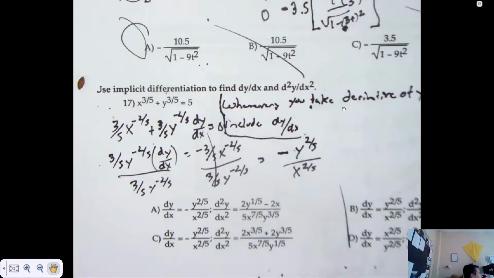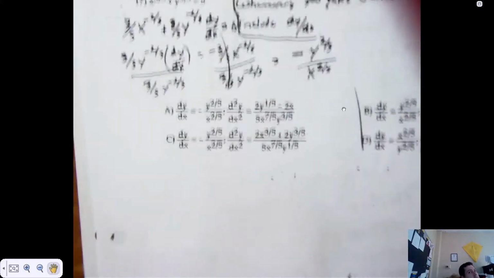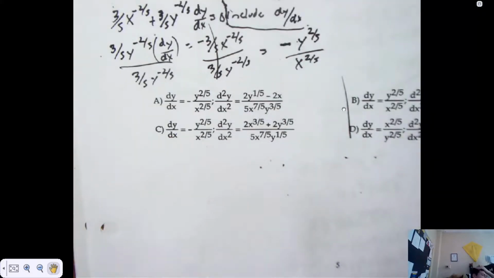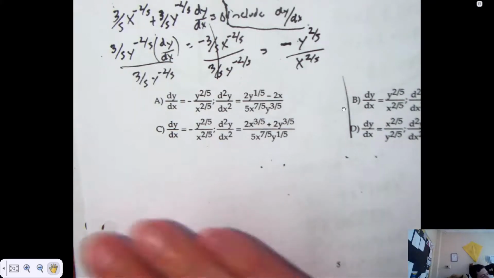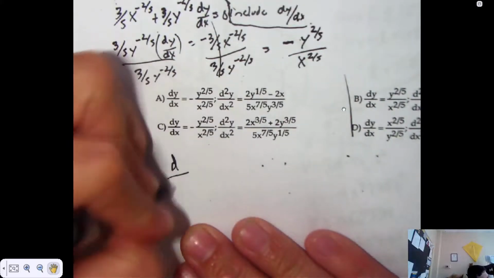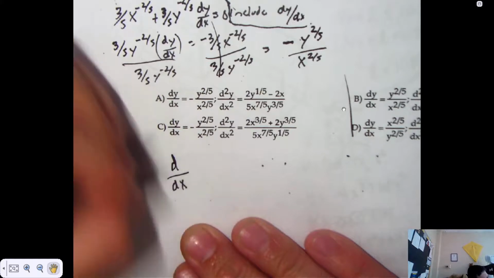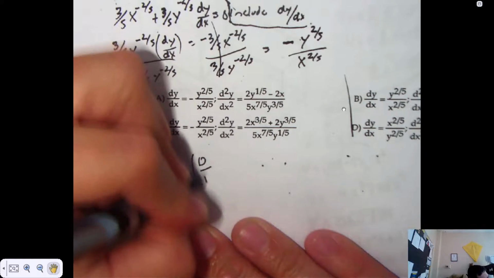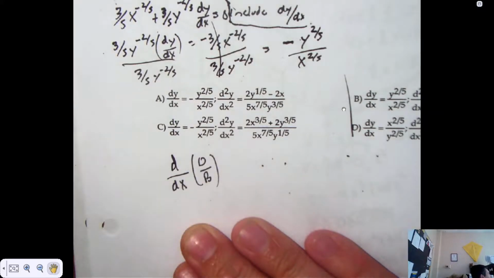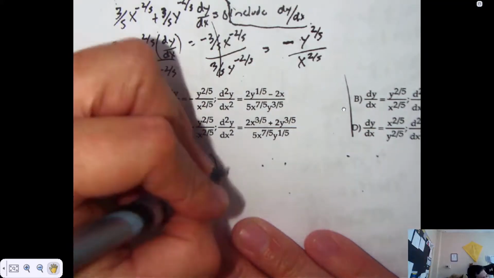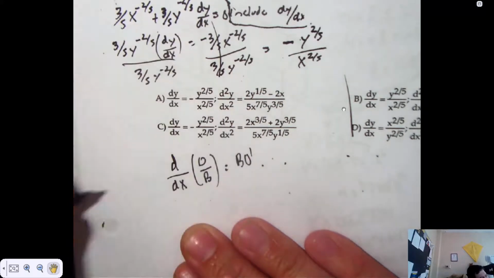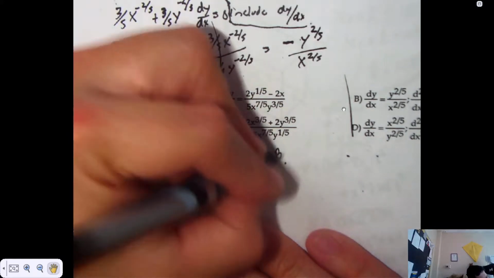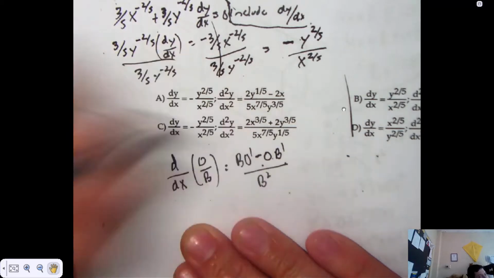That is the quotient rule. You remember the quotient rule? Let's do it with, this came from last year. I can't remember if I told you this or not. I got to write it out right. The derivative with respect to x of some function O over B is B O prime minus O B prime over B squared.